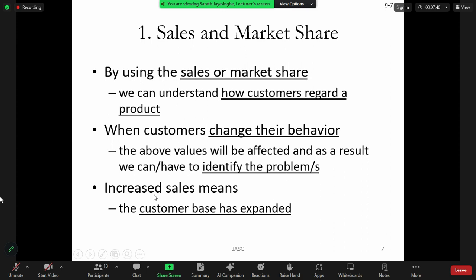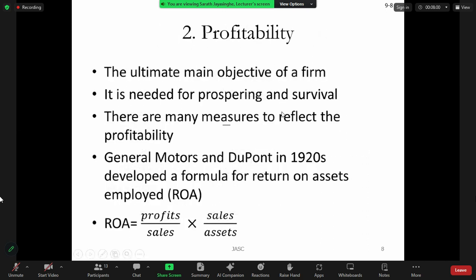Increasing sales means the customer base has expanded. So that way we can identify the problems in the organization or the future opportunities by thinking about sales and market share. Then if you take profitability, right?